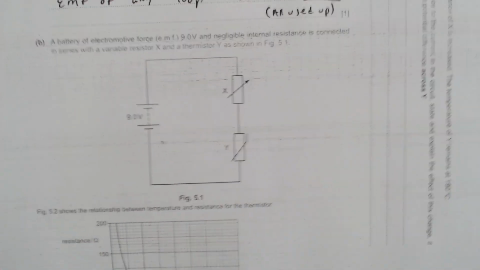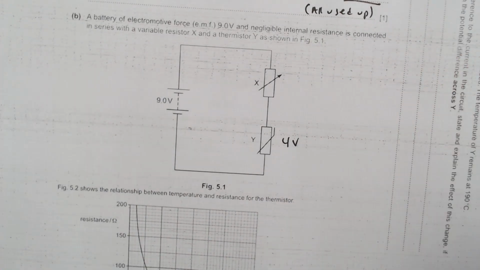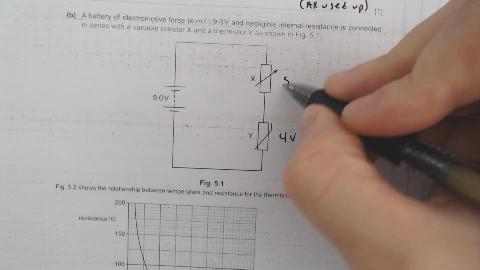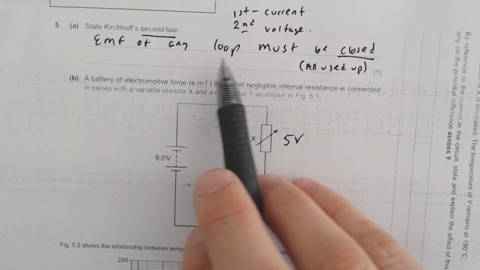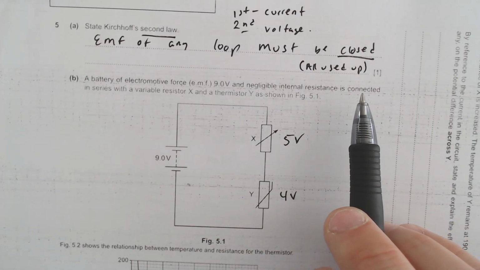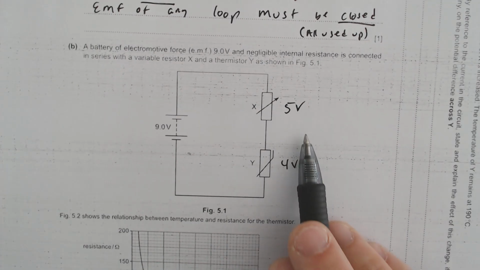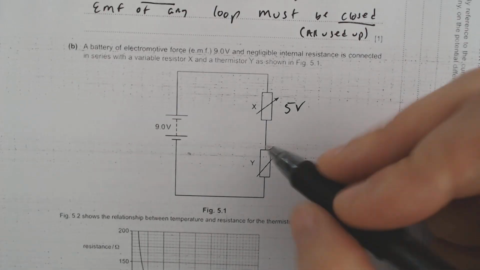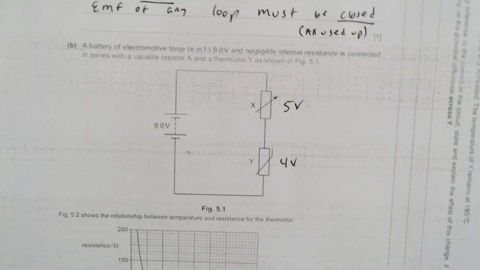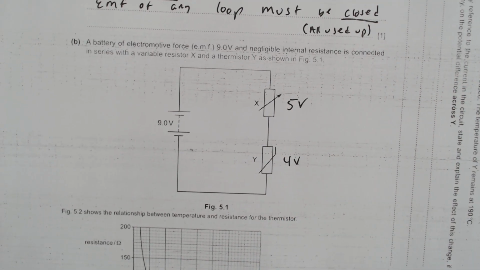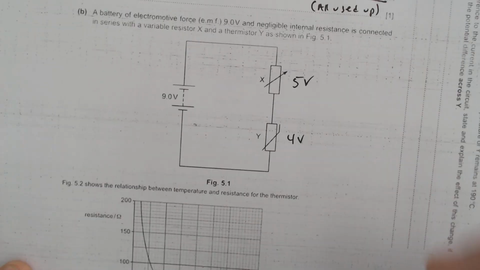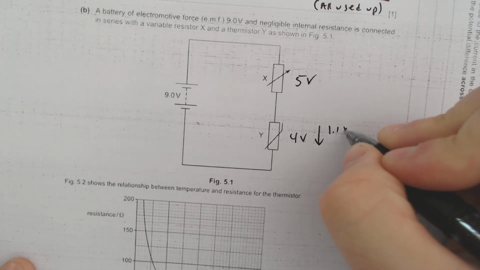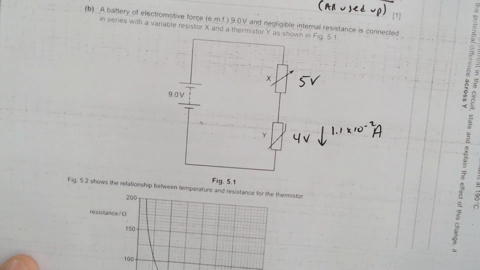So 4 volts is resistor Y. So if we have 4 volts here, that means that resistor X is going to have to use 5 volts because, again, according to Kirchhoff's second law, any loop must use up all of the voltage, all the EMF. So 4 plus 5 makes 9. And now we know that the voltage across Y is going to be 4 volts. What is the current that's going to go across Y? According to the problem, the current is going to be 1.1 times 10 to the negative 2 amps.